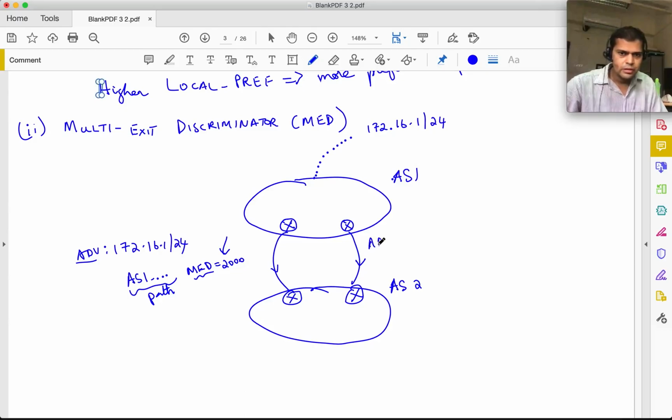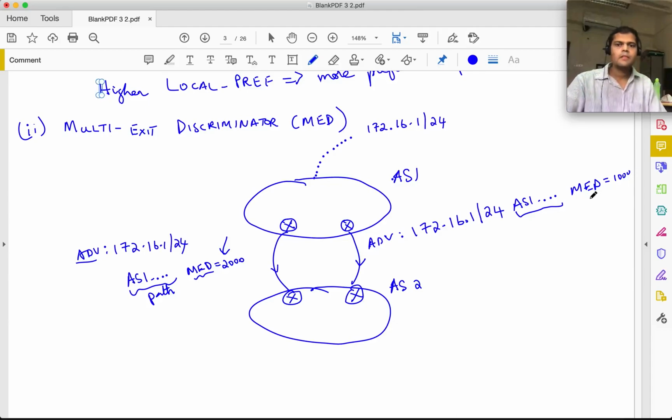And here this particular router is sending this one an advertisement, and a path, and the MED attribute. Let's say that it gives MED equal to 1000. So this path might be the same. It could be that there are different paths also, but it could be that the same path is being advertised from both these routers. But this autonomous system wants to say that I prefer if you send me data for this prefix on this link. So let's say this is R1, R2, this is R3, R4.